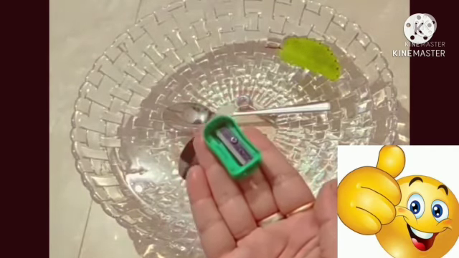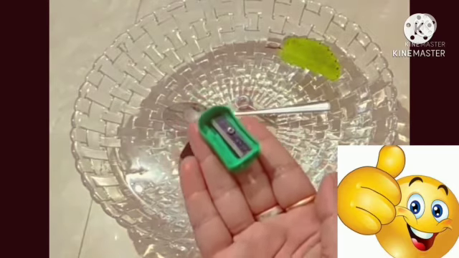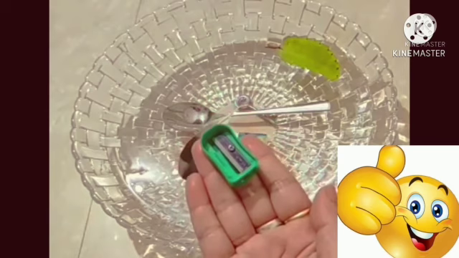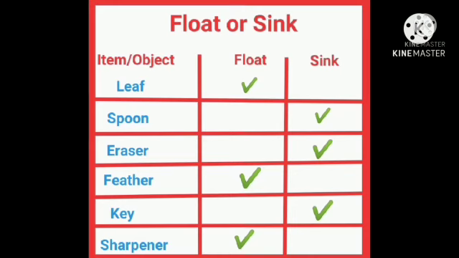Now let's take the next object. Tell me children, what is this? This is a sharpener. Now tell me, will it float or sink? Let's see. So it floats. Now let's see the result. The objects that float are leaf, feather and sharpener, and the objects that sink are spoon, eraser and key.